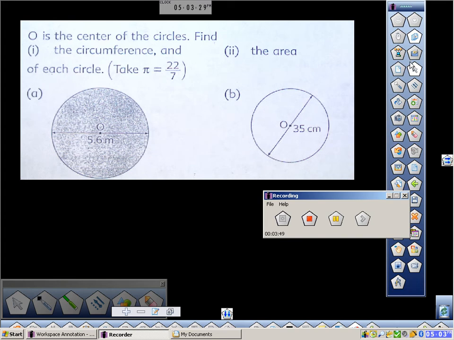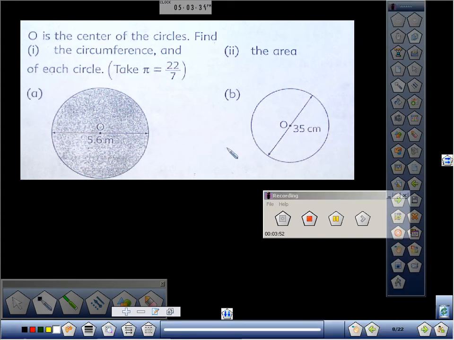Okay, this one says O is the center of the circles, find the circumference and the area, but this time we're going to use 22 over 7. First of all, we got the diameter here, it's 5.6, so we're going to go 22 over 7 times, it's pi times diameter, so 22 over 7 times 5 and 6 tenths. Honestly, I take 5 and 6 tenths, and I go 10 times 5 is 50 plus 6, 56 tenths.